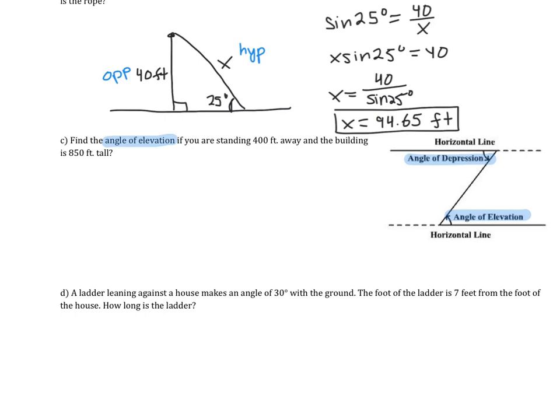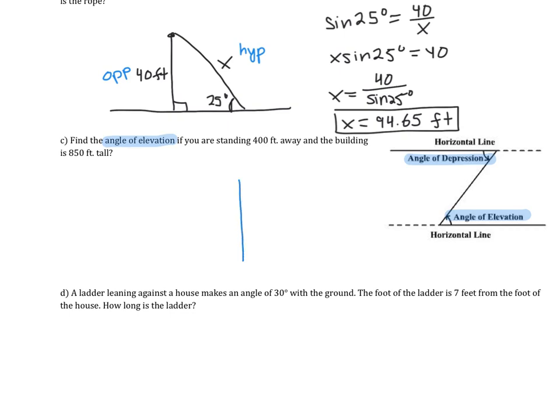So sometimes, you don't have a horizontal line naturally, like maybe you're up in the air. You can always draw in an imaginary horizontal line so you can draw this angle of depression or elevation, but it must be touching a horizontal line. That's the big rule. So this one says, find the angle of elevation if you are standing 400 feet away from the building that is 850 feet tall.